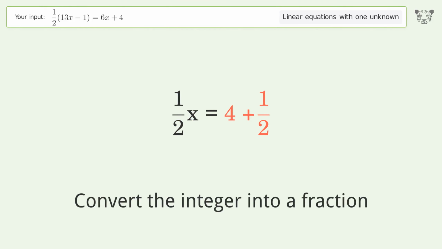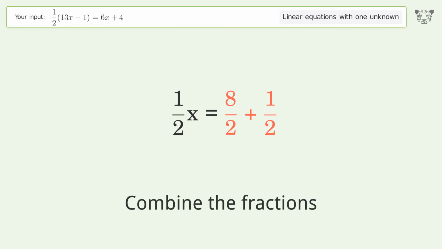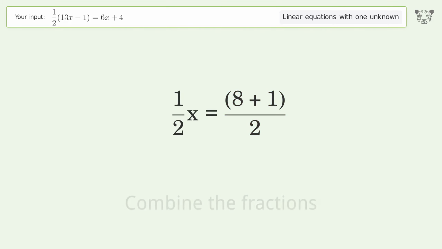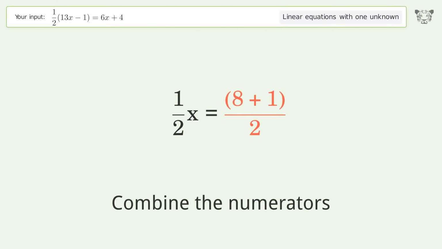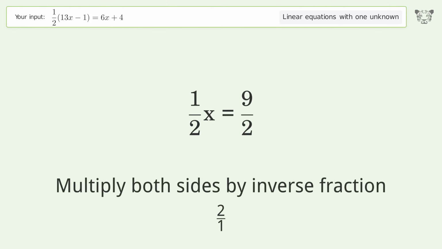Convert the integer into a fraction. Combine the fractions. Combine the numerators. Isolate the x. Multiply both sides by inverse fraction 2/1.